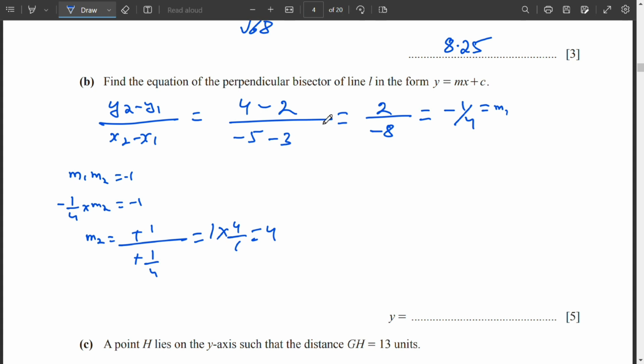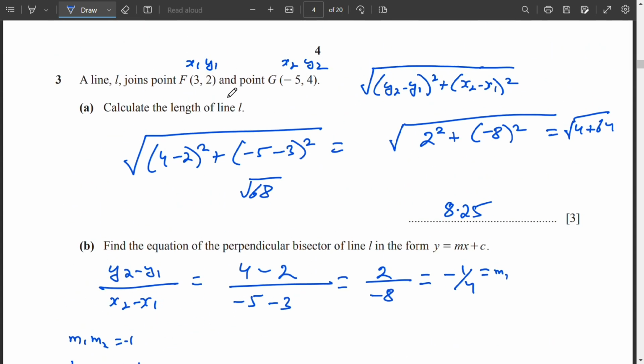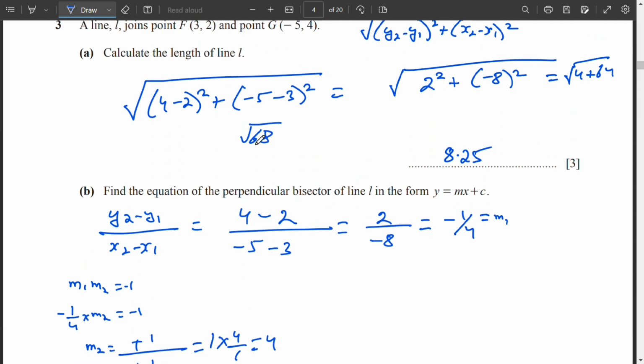So the equation of the perpendicular bisector, we are using M2. And also, we have to find the point through which this line is passing. Over here it is written that the perpendicular bisector of this line. Bisector means the midpoint. Okay, so the bisector is the midpoint, so we have to find the midpoint of F and G.